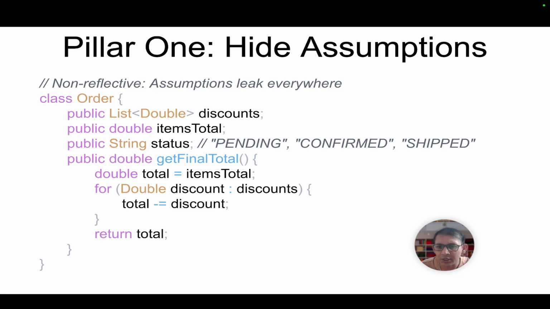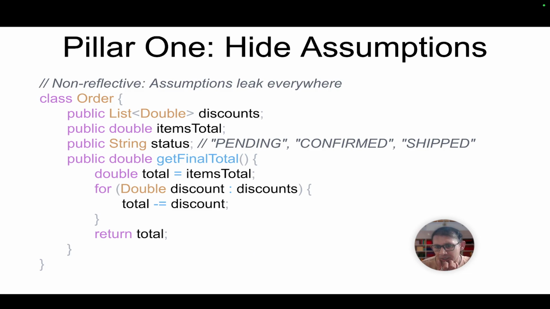Second, we are exposing that order status is represented as a string. What happens when the business adds new statuses or when they want to add status-specific behavior? Every place that checks the status string needs to be updated.